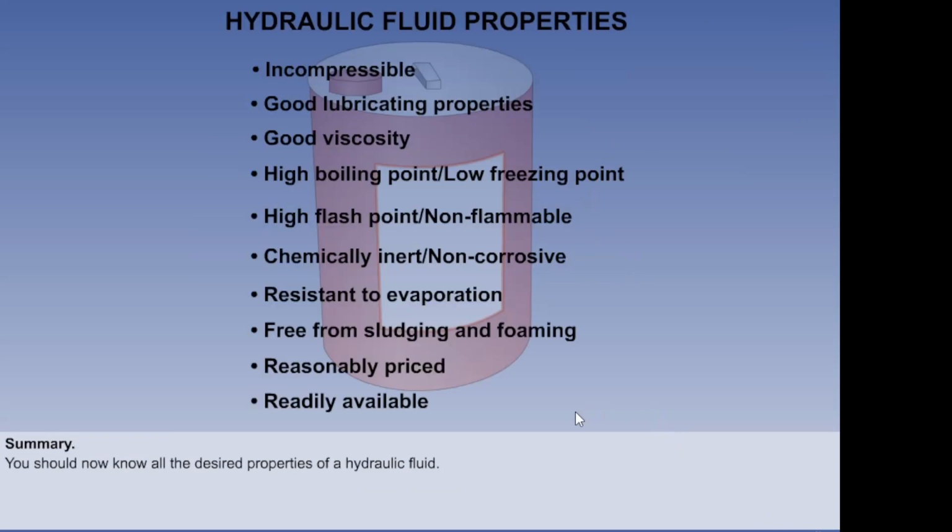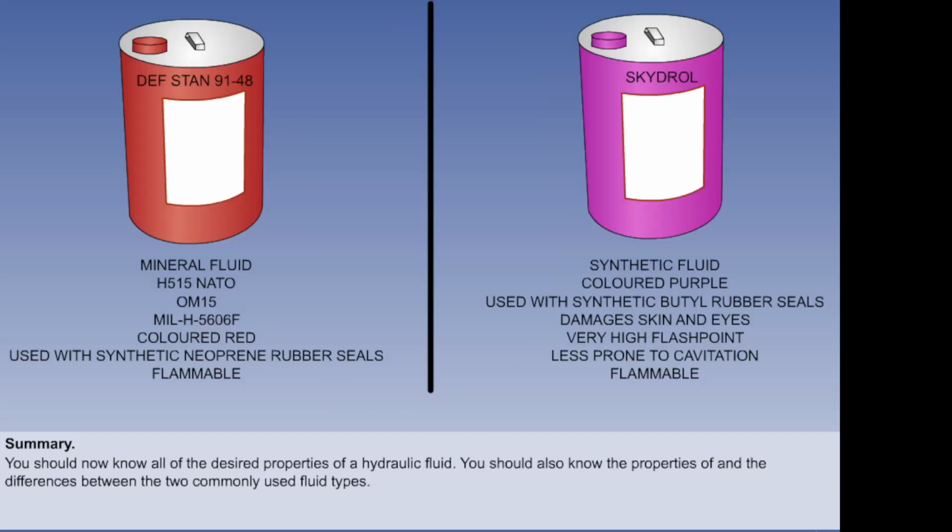That concludes the lesson on hydraulic fluids. You should now know all the desired properties of a hydraulic fluid. You should also know the properties of and the differences between the two commonly used fluid types, including the differences in colour and the types of seals that each can be used with.